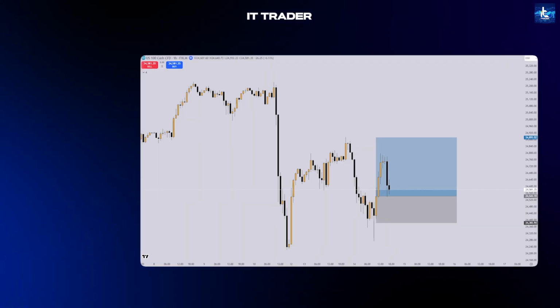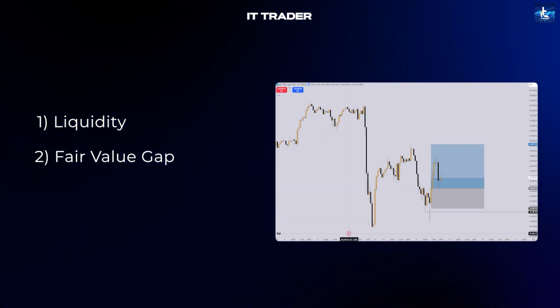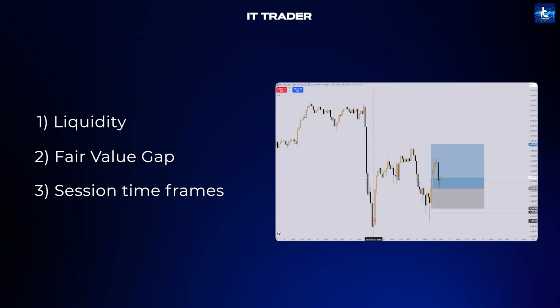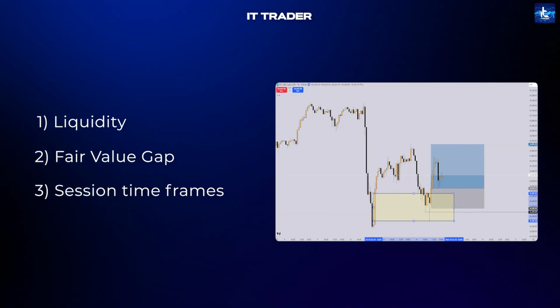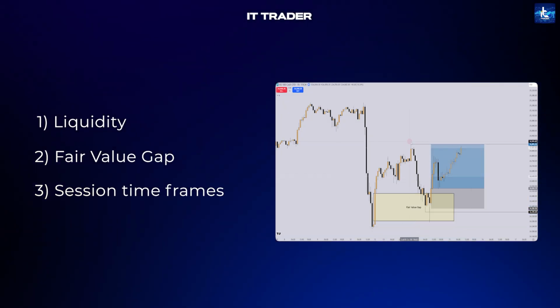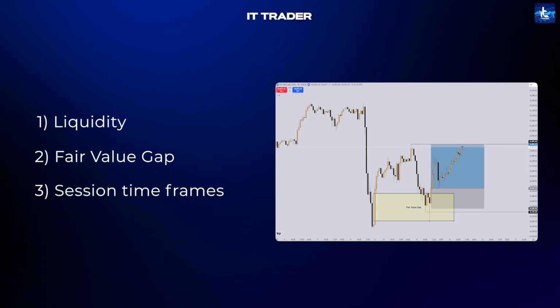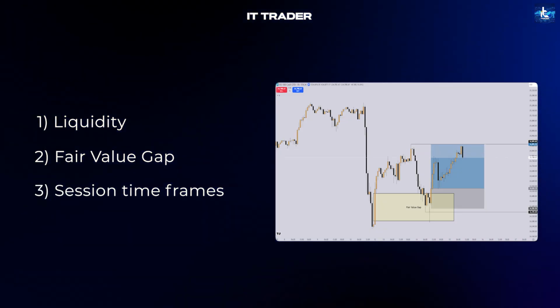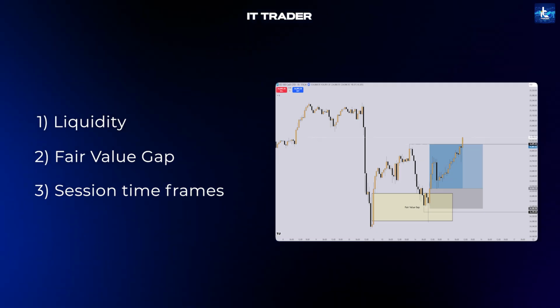In my trading, I use only three elements: liquidity, fair value gap as the main area of interest, and session timeframes. And I should mention that I do not use any other zones, because these three elements provide everything you need to understand the structure and logic of price movements. I'll discuss each of these elements in more detail so that you have a clear understanding of how I analyze the market and what I look for on the chart before entering a trade.